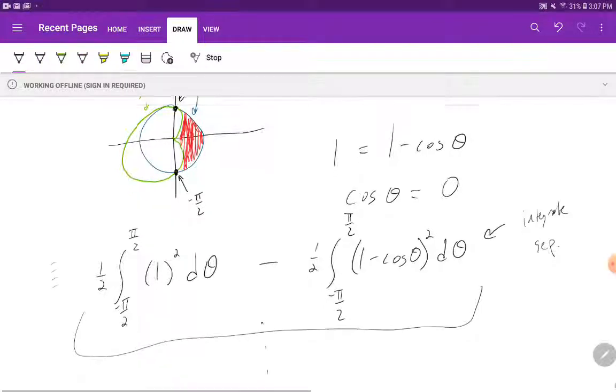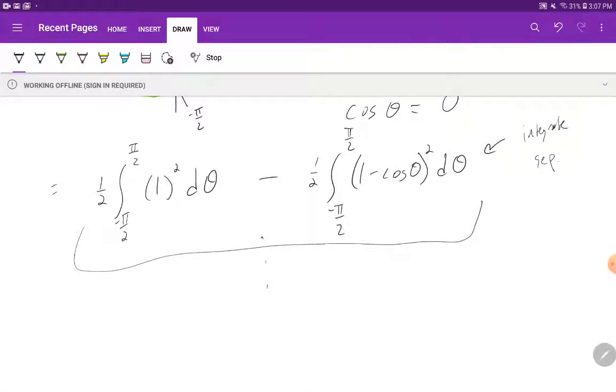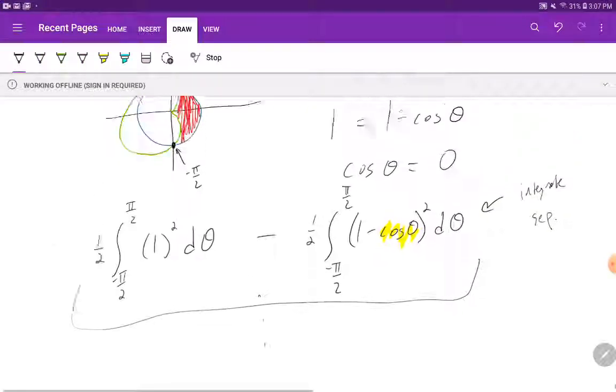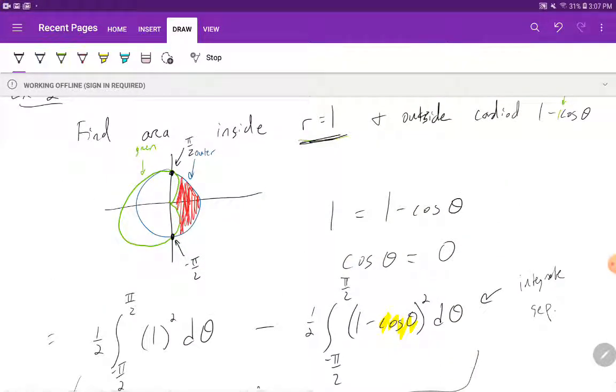With the integration steps, this is going to become cosine squared, so you're going to need that half angle formula again. But everything else should be very doable. You guys should get to the right answer. Just focus on the setup. It is so important that you do the setup properly.